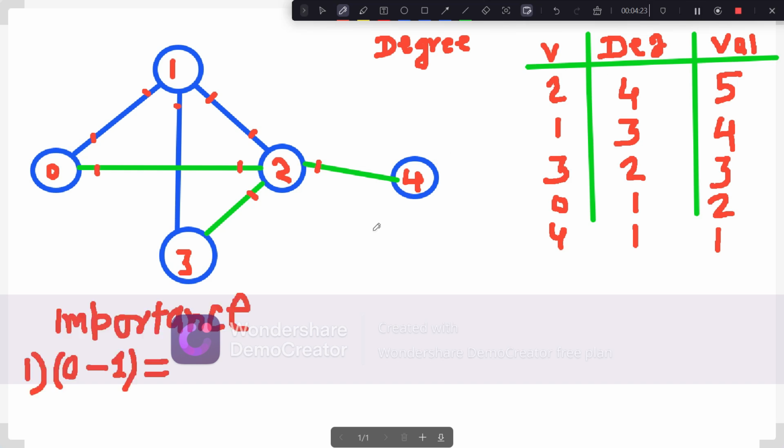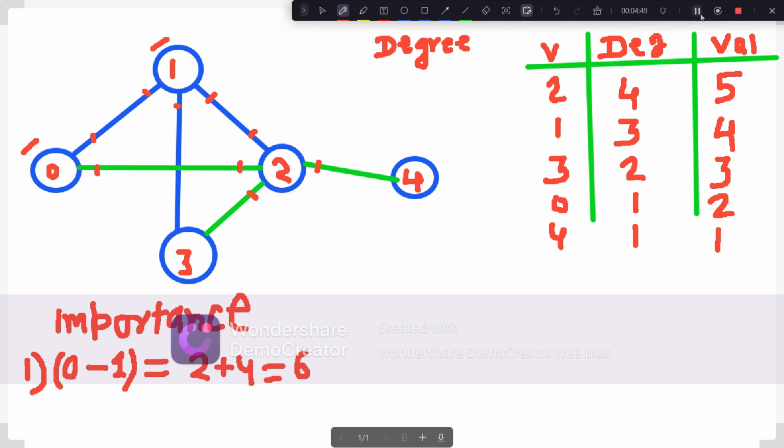So see here, what would be the importance of this edge? 0 to 1. See here, what is the value of 0? The value of 0 is 2. So we will write 2 plus what is the value of 1? The value of 1 is 4. So what is the importance of the 0, 1 edge? It would be 6. Similarly we have to calculate the value of all of the edges.